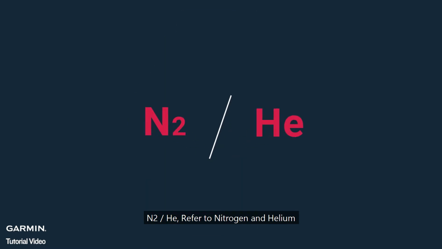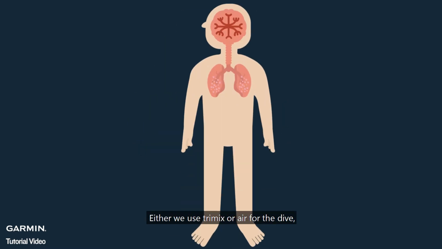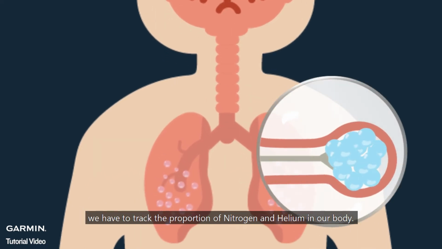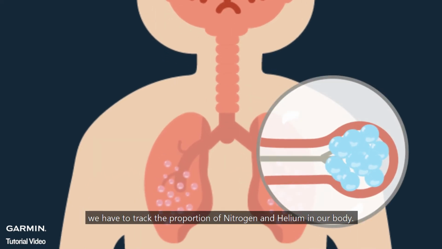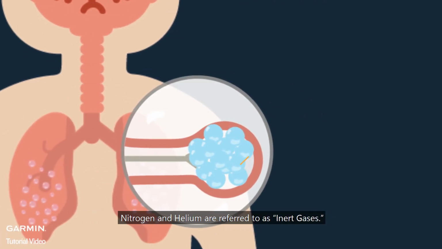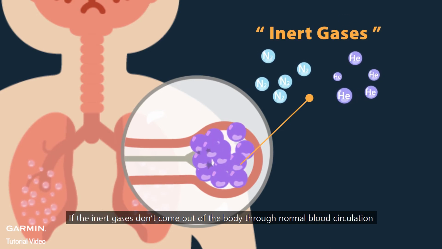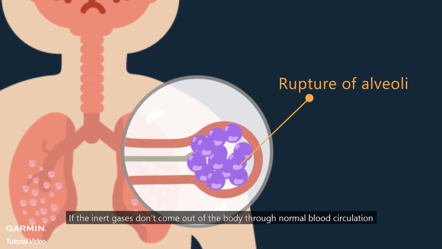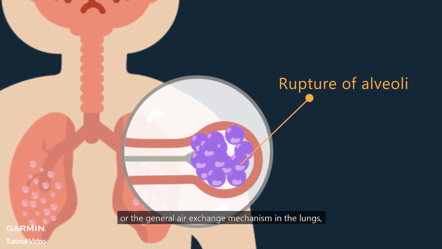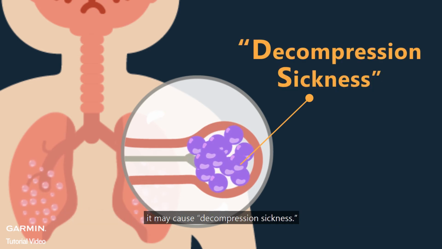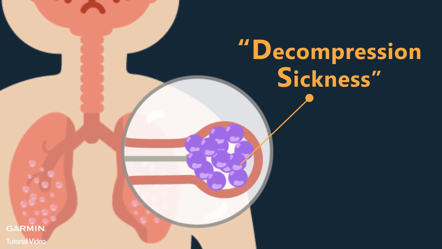N2HE refers to nitrogen and helium. Either we use trimix or air for the dive. We have to track the proportion of nitrogen and helium in our body. Nitrogen and helium are referred to as inert gases. If the inert gases don't come out of the body through normal blood circulation or the general air exchange mechanism in the lungs, it may cause decompression sickness.